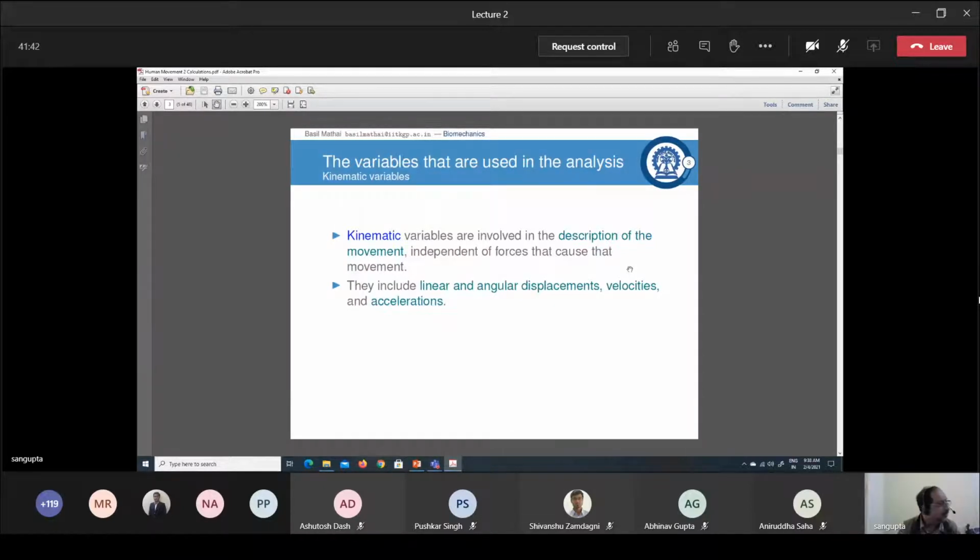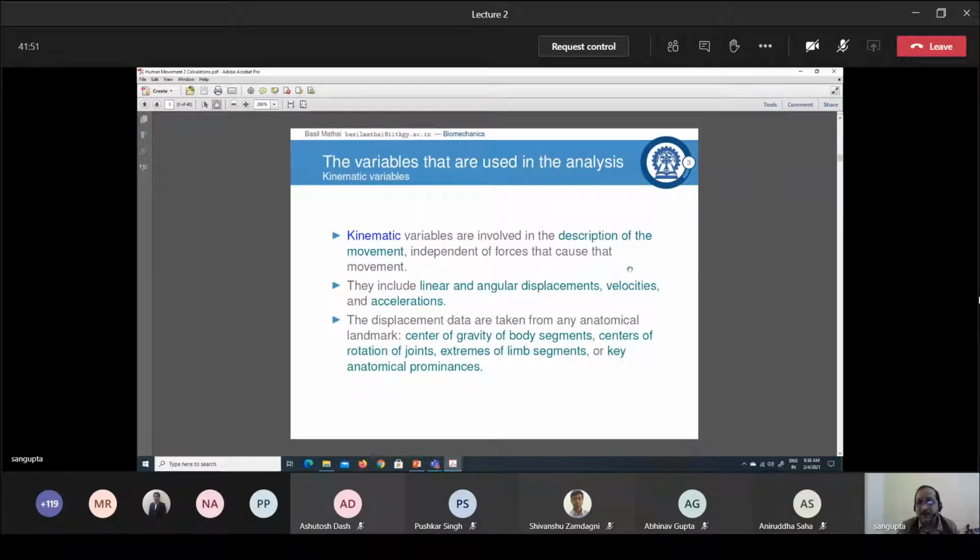This you can get from the motion capture system, right? The displacement data you can basically get from markers. So the displacement data taken from any anatomical landmark, center of gravity of a body segment, center of rotation of joints, extremes of limb segments, or key anatomical prominences, bony landmarks. When you track the markers, you can also get that. And there should be a spatial reference system.